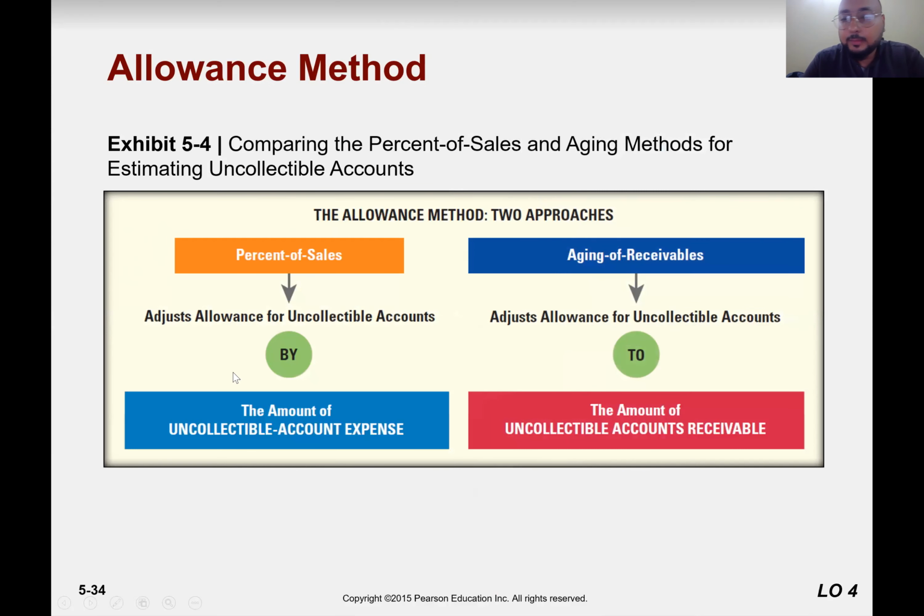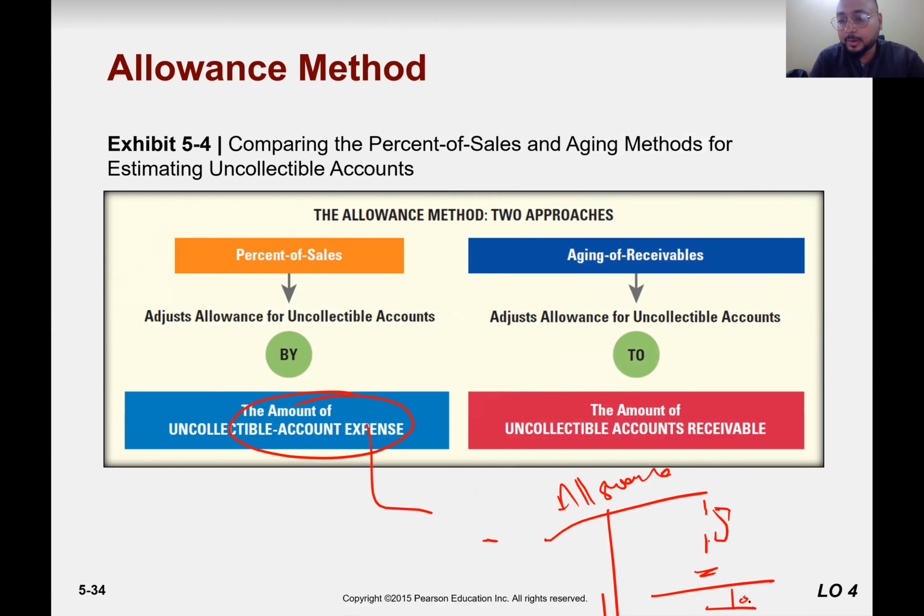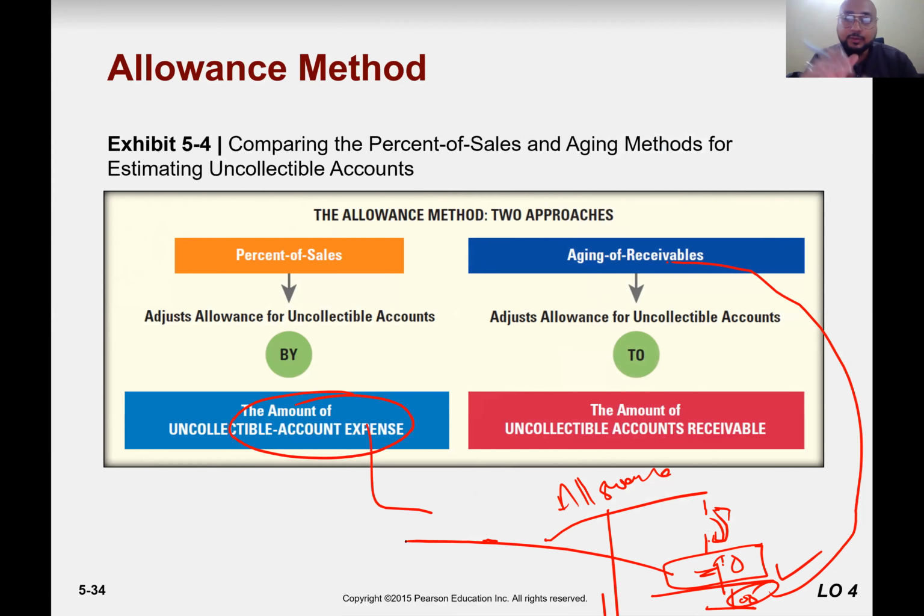So like we already discussed this. Percentage of sale method will give you the expense. So if this is the uncollectible, if this is allowance, and this is balance, the percentage of sale method will give you this amount, not the total amount. For the total amount, for example, 100. So if this is 10, here would be 90. So percentage of sale method will give you the 90 amount, but aging will give you this 100. So that is just a difference between these two methods.